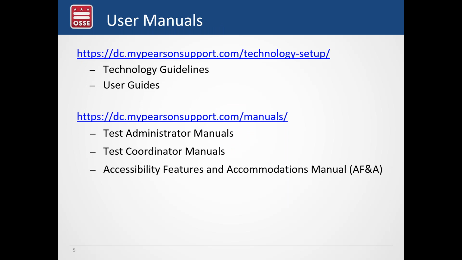And to find the user manuals, I've added a couple quick links here. Under technology setup are the technology guidelines and the user guides. Within the manuals area, there are test administrator manuals, test coordinator manuals, and the accessibility features and accommodations manual. And all of those are the current versions.